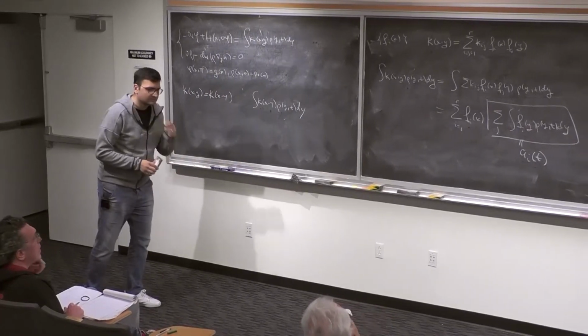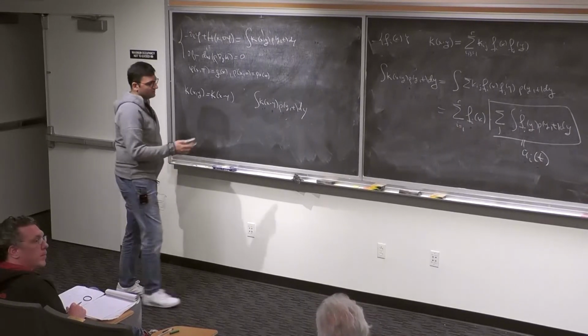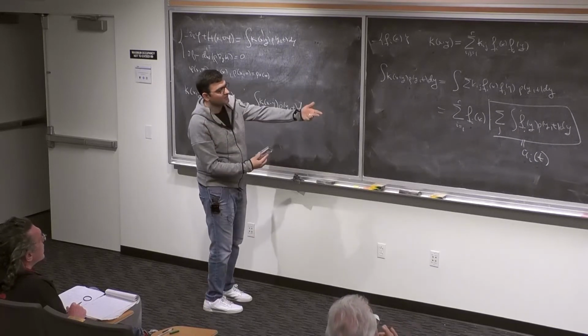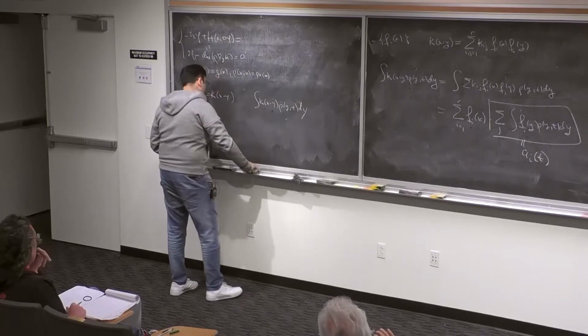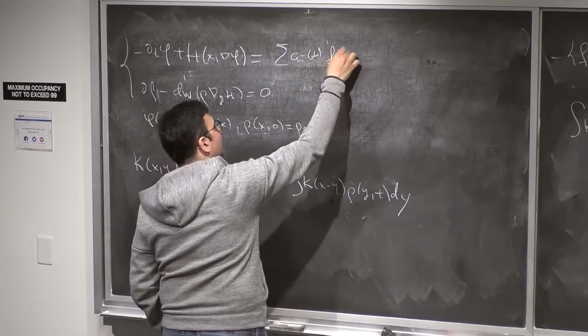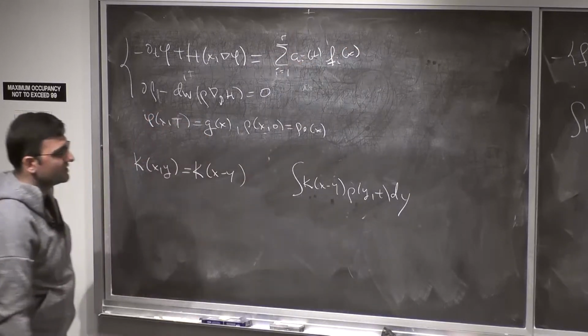Multi-D, I and J are multi-D indices. Yes. So I make this ansatz because I know that it has to be the case. I make this ansatz and I say, okay, so this right-hand side should be a sum of a_i times f_i(x), and the f_i are the bases that I choose.